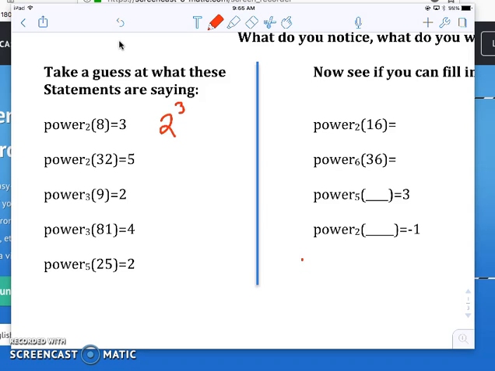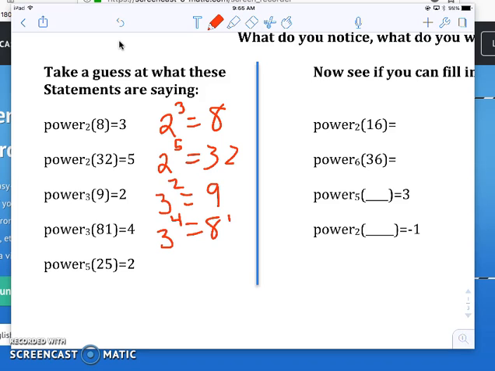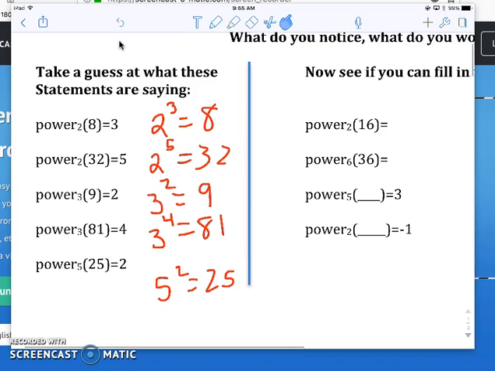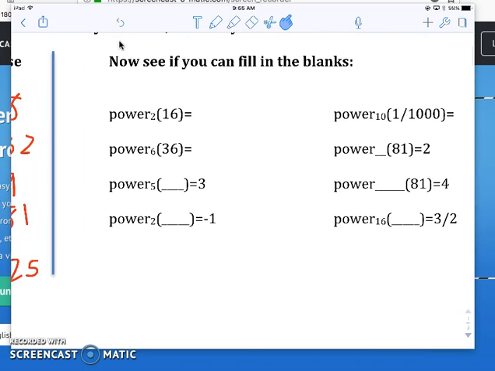This is 2 to the third equals 8, 2 to the fifth equals 32, 3 squared equals 9, 3 to the fourth equals 81, and 5 squared equals 25. So now we're asked to fill some of these in. We're kind of saying, well, 2 to what power gives us 16? Well, that would be 4.